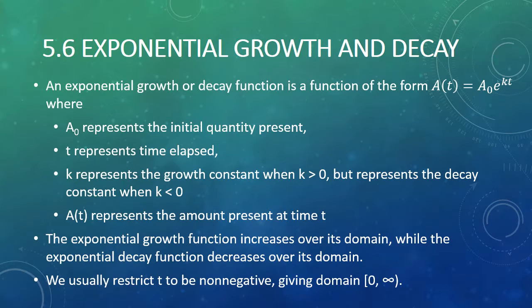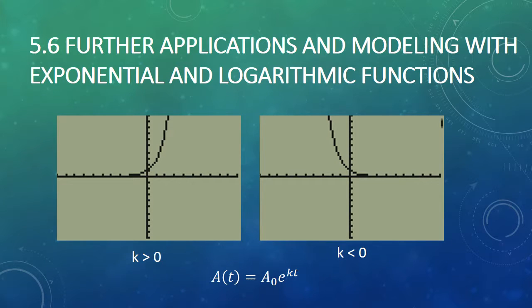And we usually restrict t to being non-negative, giving our domain 0 to infinity, because really it makes more sense for time to be in terms of positive numbers. Okay, these are what the graphs of the growth and decay function would look like. The growth would be on the left and the decay on the right.